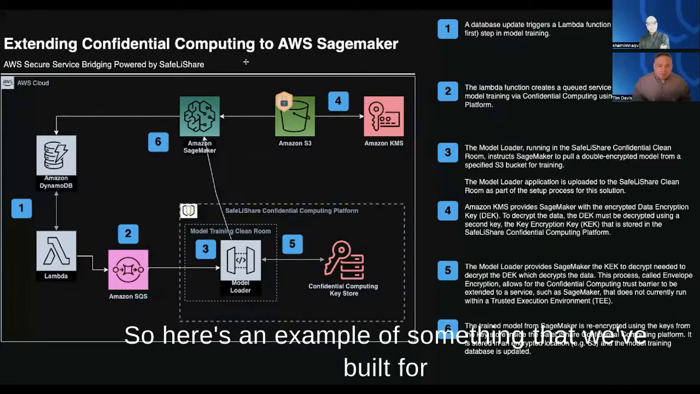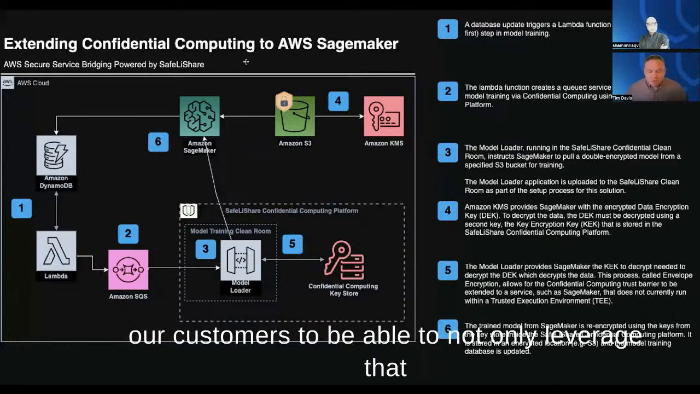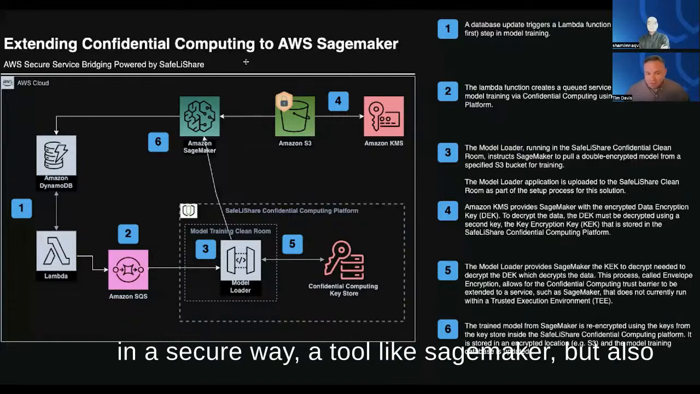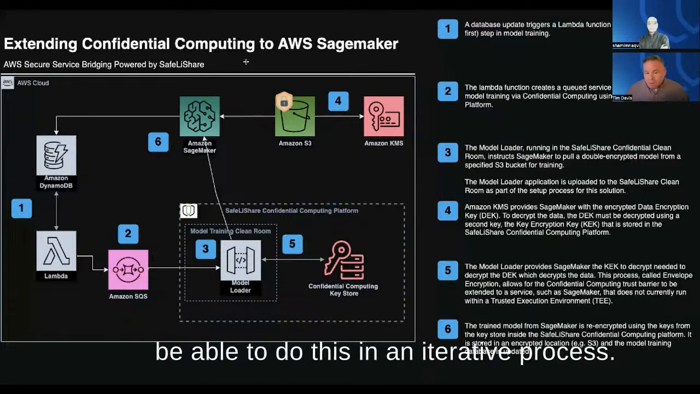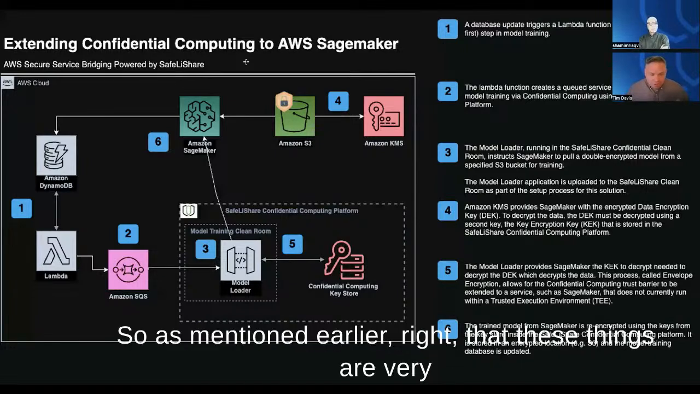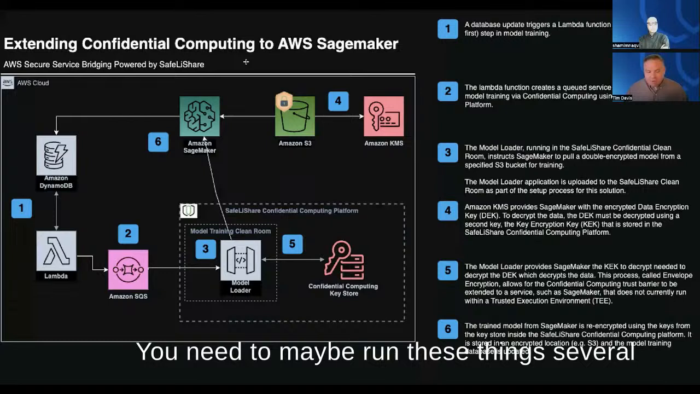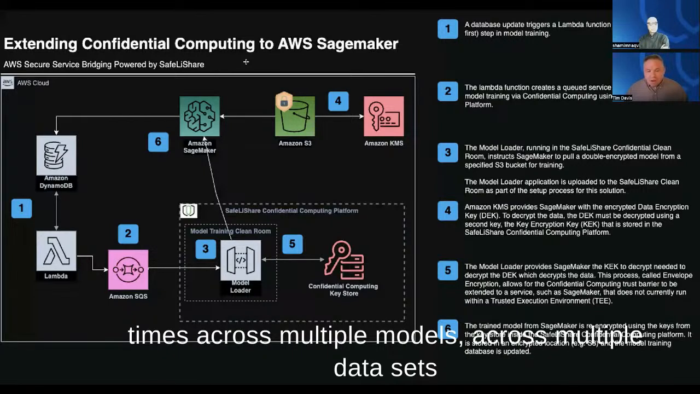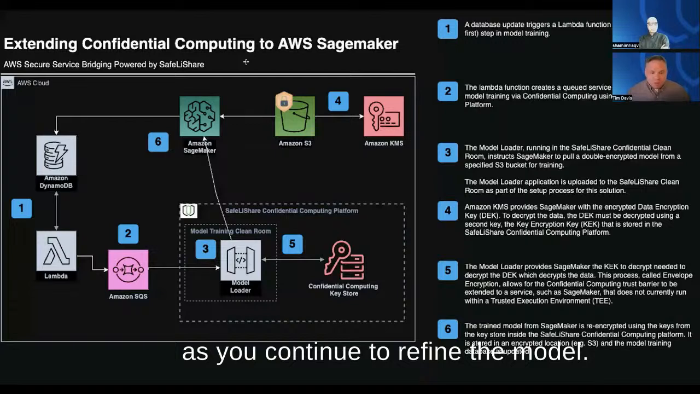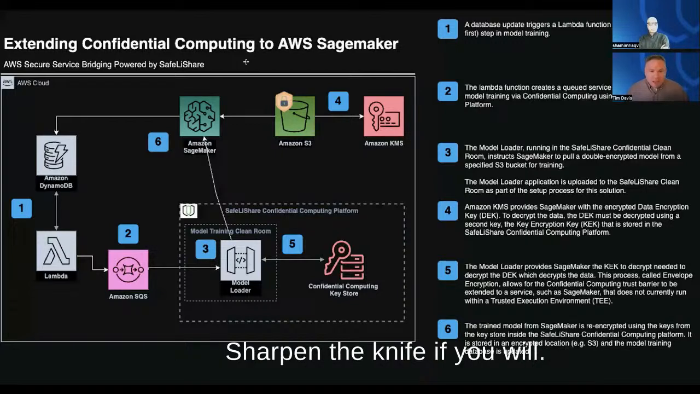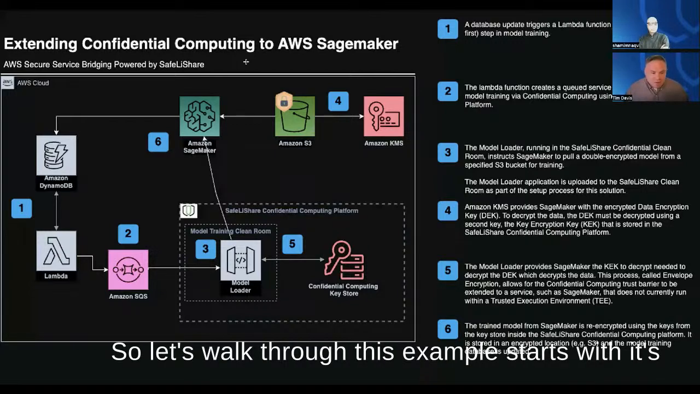So here's an example of something that we've built for our customers to be able to not only leverage a tool like SageMaker in a secure way, but also be able to do this in an iterative process. So as mentioned earlier, these things are very iterative, and it's not a one and done scenario. You need to maybe run these things several times across multiple models, across multiple data sets, as you continue to refine the model, sharpen the knife, if you will. So let's walk through this example.